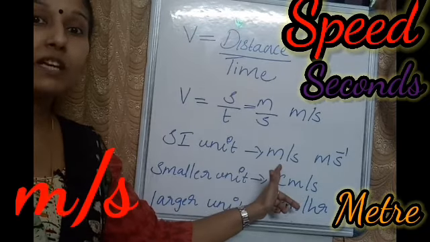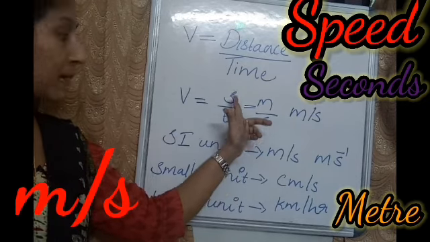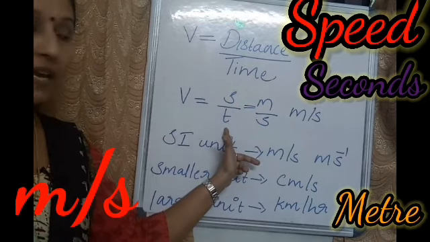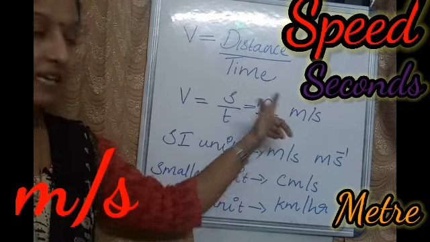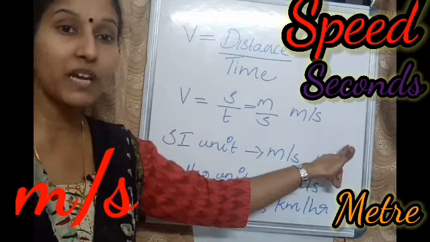How did we get that meter per second? Because the SI unit of distance is meter, and the SI unit of time is second. So together, meter per second. And the same you can write in this way. What does it mean? S raised to minus 1.